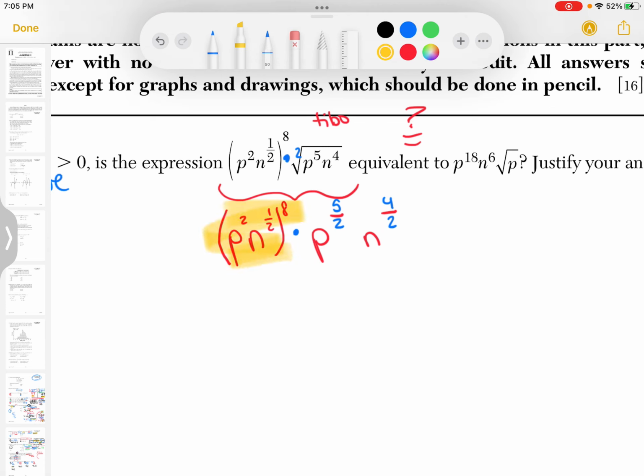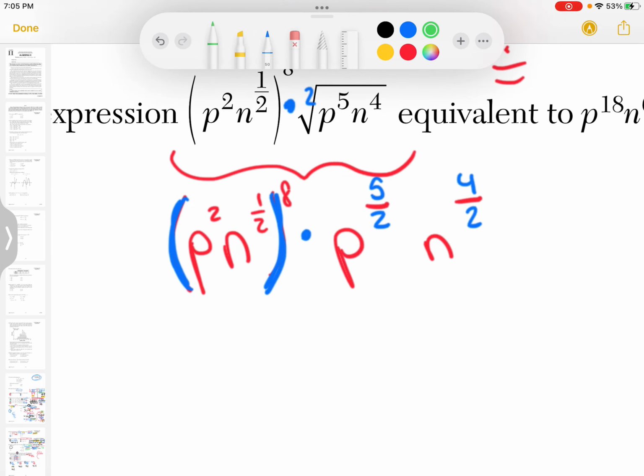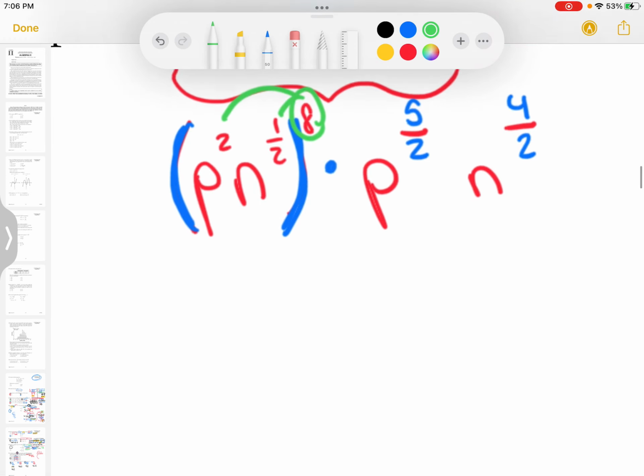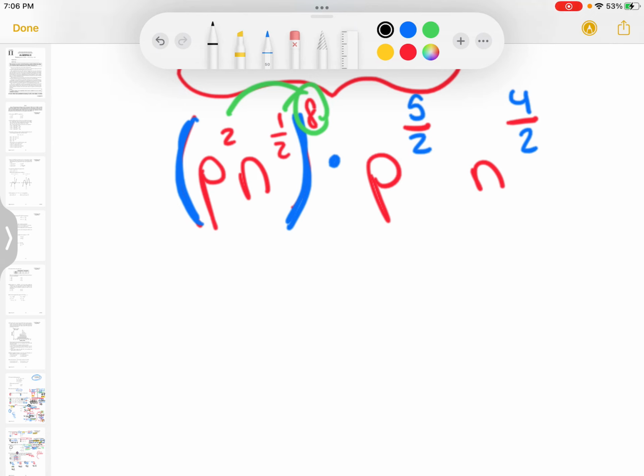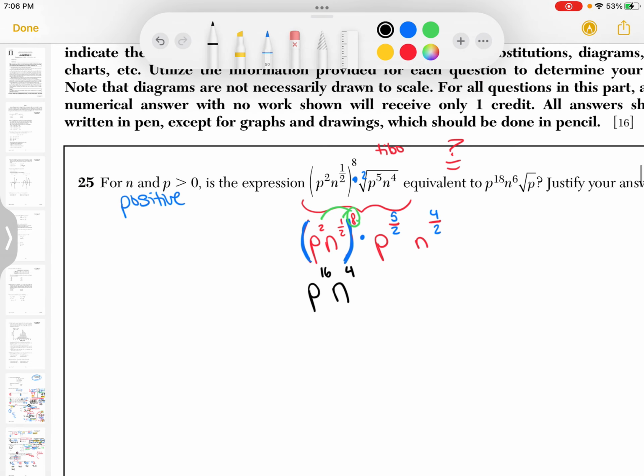However, this isn't simplified fully yet. I have a power to a power rule here. This whole thing, because of the parentheses, is being raised to the 8th. That means that 8th power belongs to both of these terms. And when I have an exponent raised to another exponent, I have to multiply them. So this is p to the 16th and n to the 1/2 times 8, which is 4.